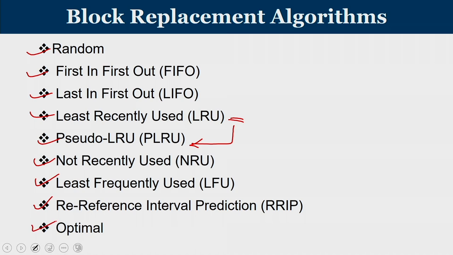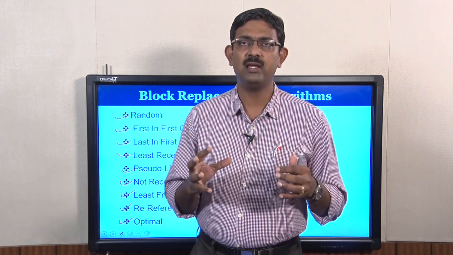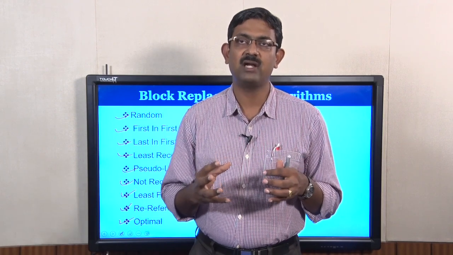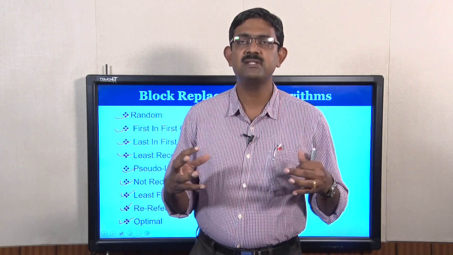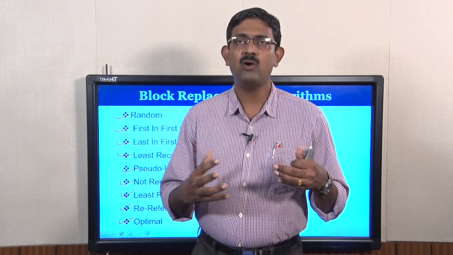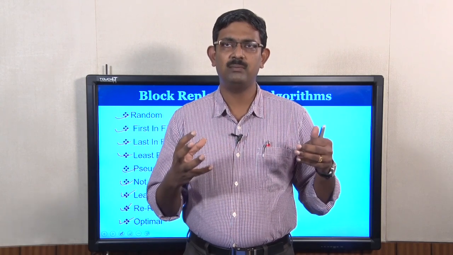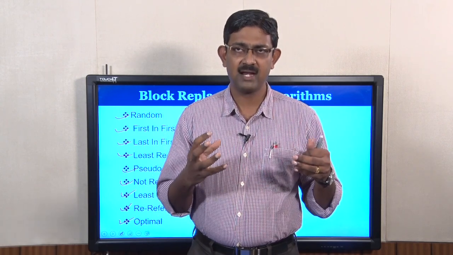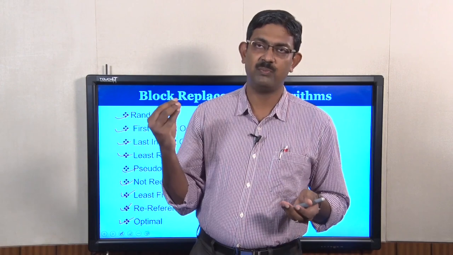Let us try to understand the context in which we are going to work. Just to summarize the block replacement algorithm: block replacement happens only in the context of a set associative cache. Whenever a miss occurs on a given set index, out of all the available blocks in that particular set, one has to be picked.